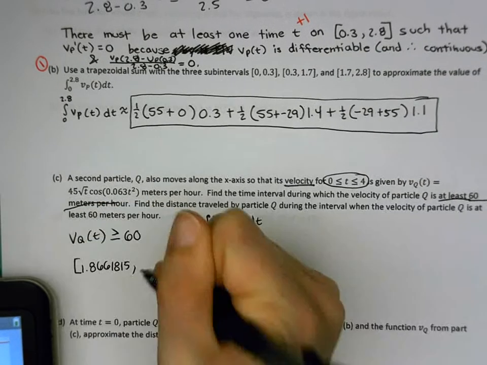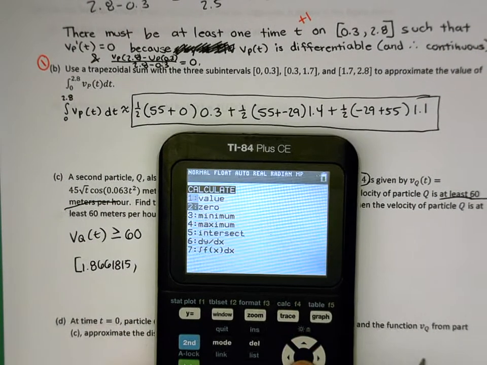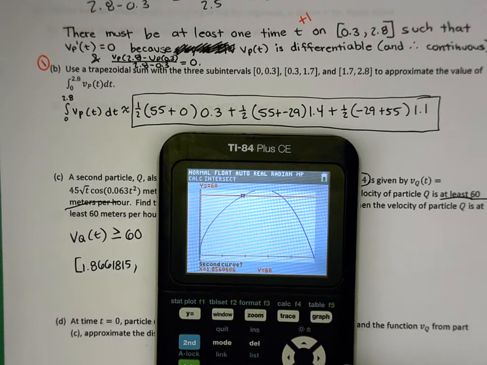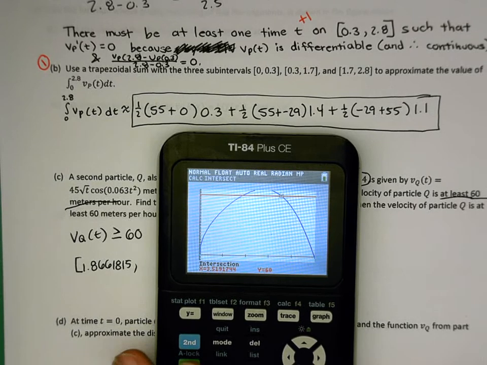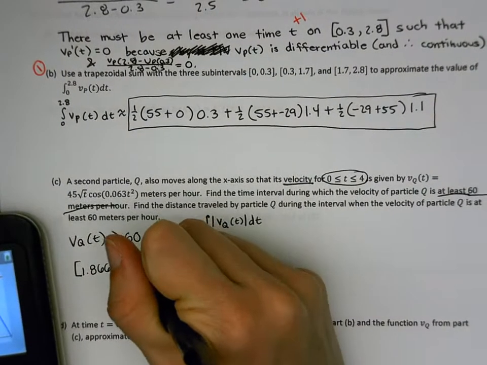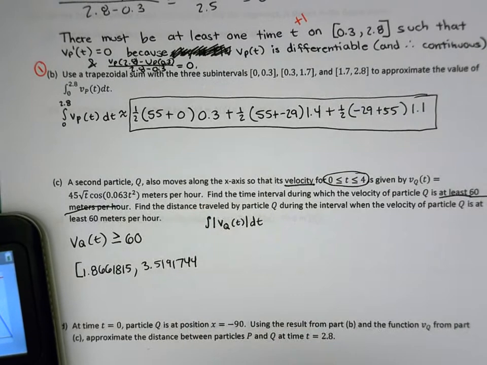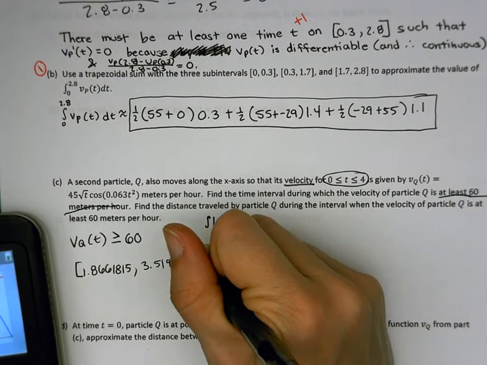Okay, and then I could do it again, second calc, intersection, first curve, second curve. The next one looks like it's around 4. Find out it's at 3.5191744. Okay, and so those are your values of t.